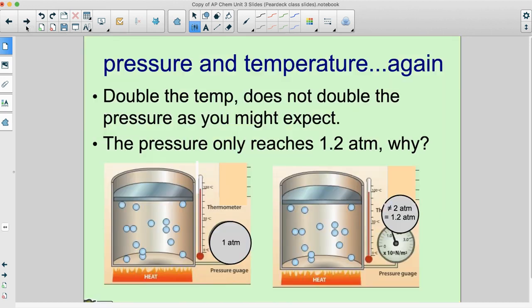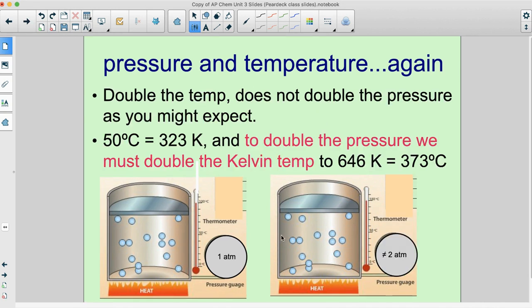Let's take a look here at a different example. If we double the temperature, it does not double the pressure as you expect, right? Here, if we start at 1 atm and then we double the temperature, we are not going to get 2 atm of pressure. We only get 1.2 atm. Why is this? Because we are depending on the Kelvin temperature. If we want to double the pressure, we must double the Kelvin temperature.